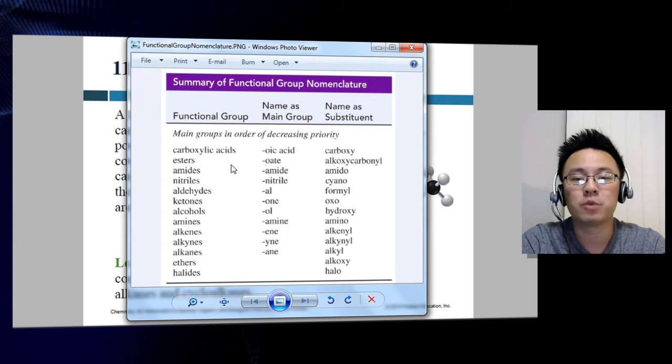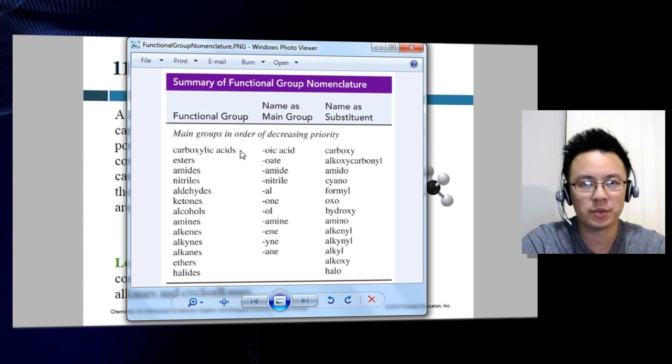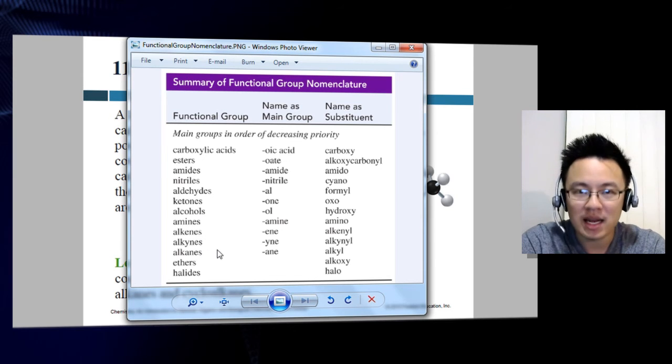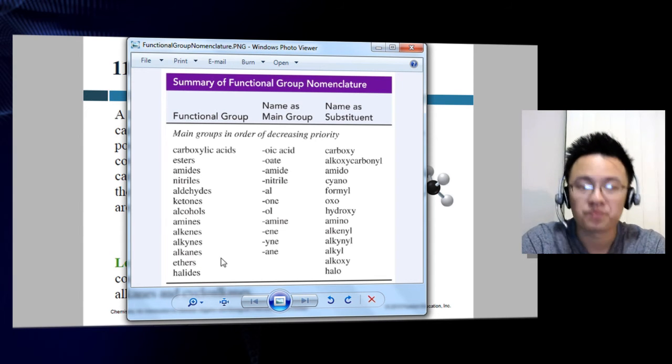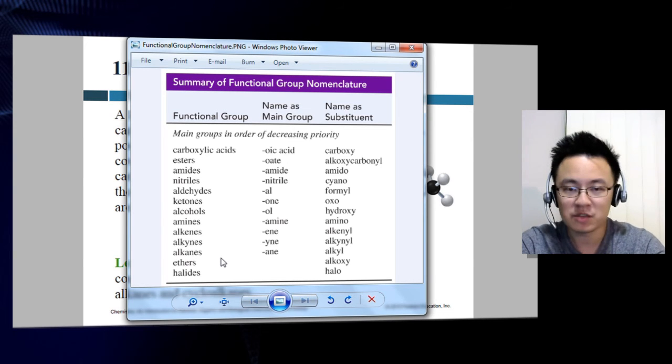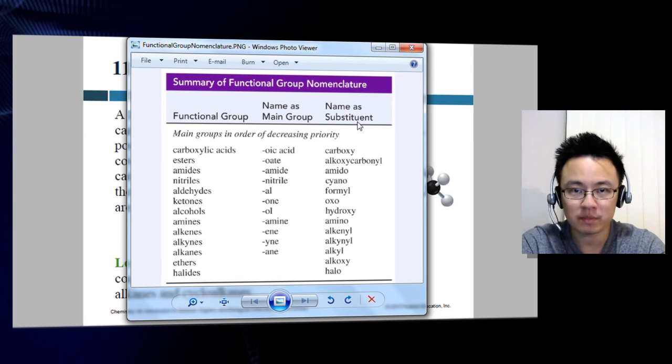These are ordered in terms of reactivity, meaning that the carboxylic acids are the most reactive. We'll get to it later in the lecture. Esters are next, amides are next, nitriles are next, aldehydes, ketones, alcohols, then amines, alkenes, then alkynes, then alkanes, then ethers, and then halides. This is the order of reactivity, so the top being the most reactive, the bottom meaning the least reactive, in terms of naming and in terms of priority. And it tends to be in the order of reactivity.